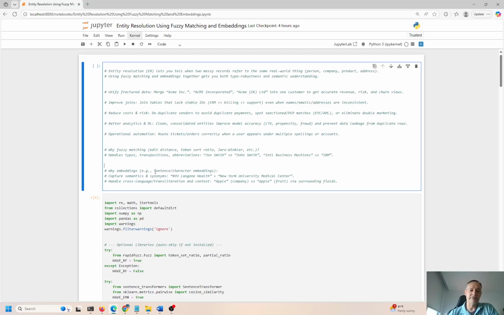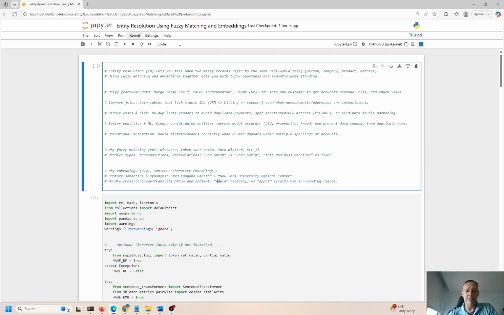And embeddings are basically sentence or character transformations. So we capture semantics in words. So NYU Langone Health is basically New York University Medical Center. Now, if these two are the same, embeddings will notify us of this, and handle cross-language translations and different contexts.